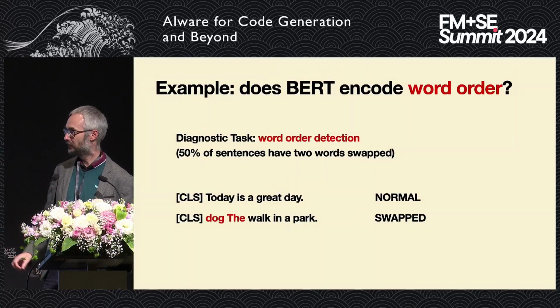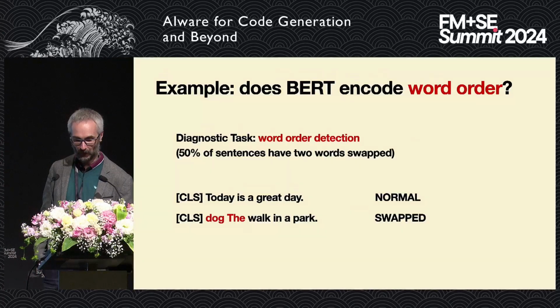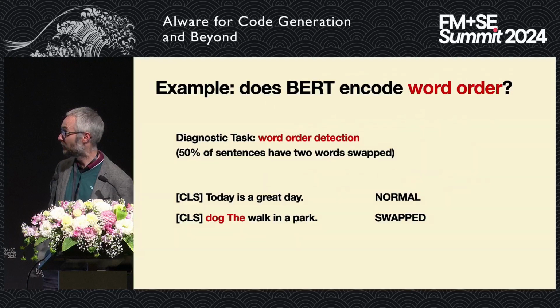Then you would take these sentences, feed them through the BERT model, collect the vector representations, and see if, based on these representations, you can train a tiny classifier that is able to predict if the sentence had its words in the right order or not.